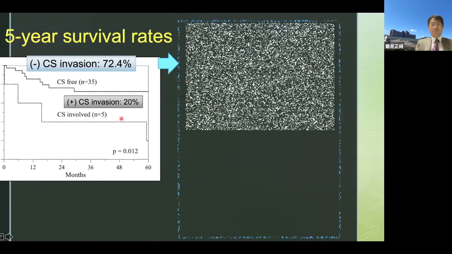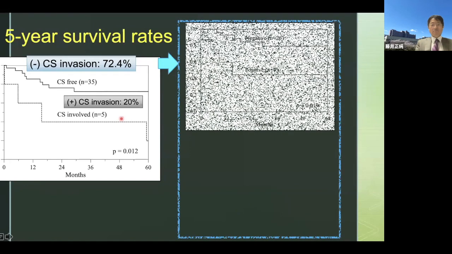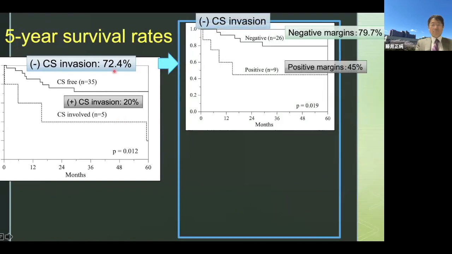So further analysis was done, focusing on the cavernous sinus invasion negative patients and negative surgical margins. Those patients have a very good prognosis, reaching 79.7%, almost 80% survivors. Very good prognosis.